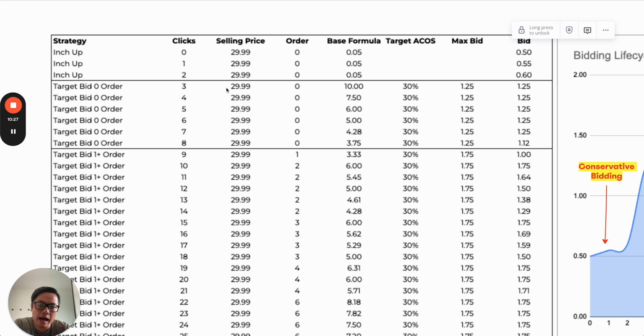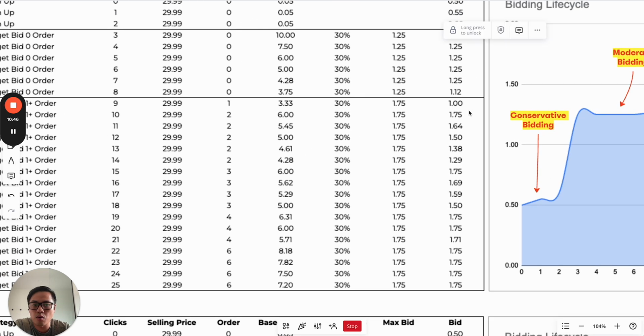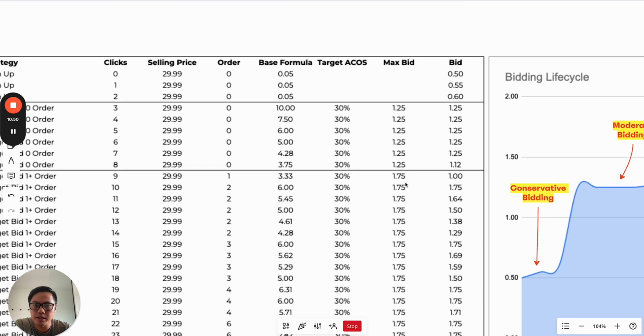So you can see as it gains more clicks and doesn't obtain an order, our confidence level is actually starting to drop. As our confidence level drops, so does our bid. Then all of a sudden we get one order, and then 2 orders, and now our confidence level is going up. So we are now going to aggressively bid, but aggressively bidding up until our max bid.